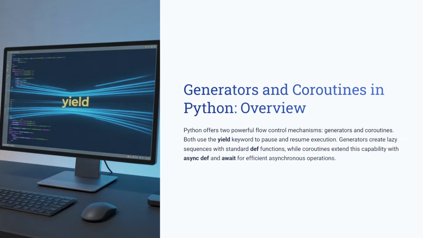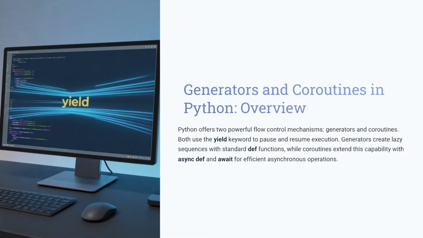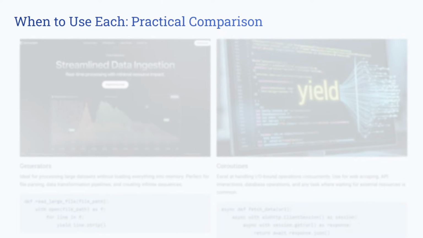Welcome to another software engineering playlist in Python, and in this video we are going to look at generators and coroutines in Python and an overview. Python actually offers two powerful flow mechanisms, generators and coroutines. Both use the yield keyword to pause and resume execution, and generators create lazy sequences with standard def functions, while coroutines extend this capability with async def and await for efficient asynchronous operations. So when to actually use each, in a compared code.